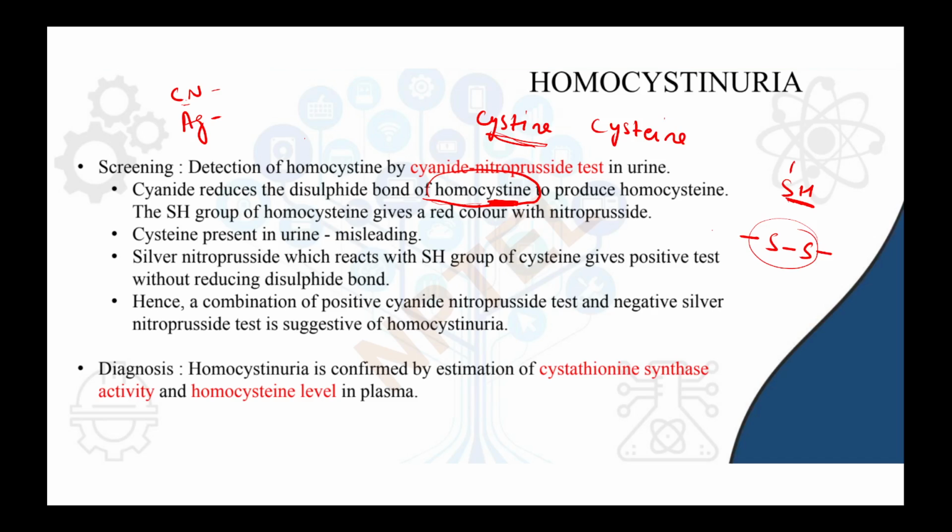If the cyanide nitroprusside test is positive, that means it can have either homocysteine or cysteine. If the silver nitroprusside test is also positive, that means it is showing a positive result for cysteine. But if the silver nitroprusside test is negative, homocysteine is present. That's why we are seeing a positive cyanide nitroprusside test. The positive result is the red color.